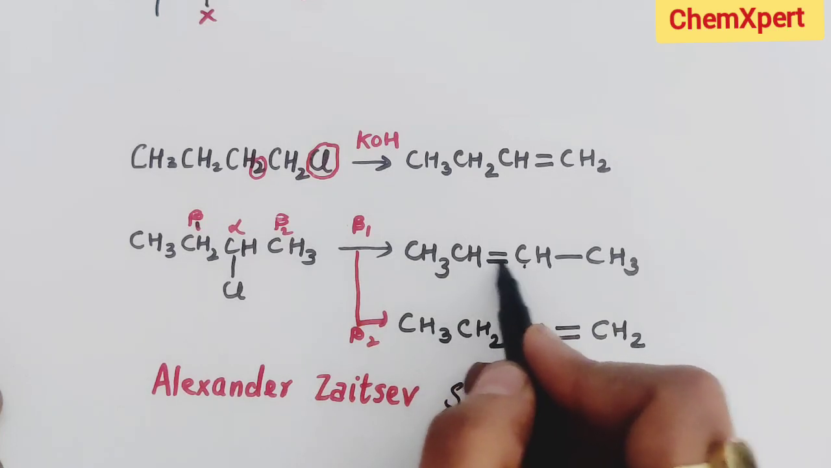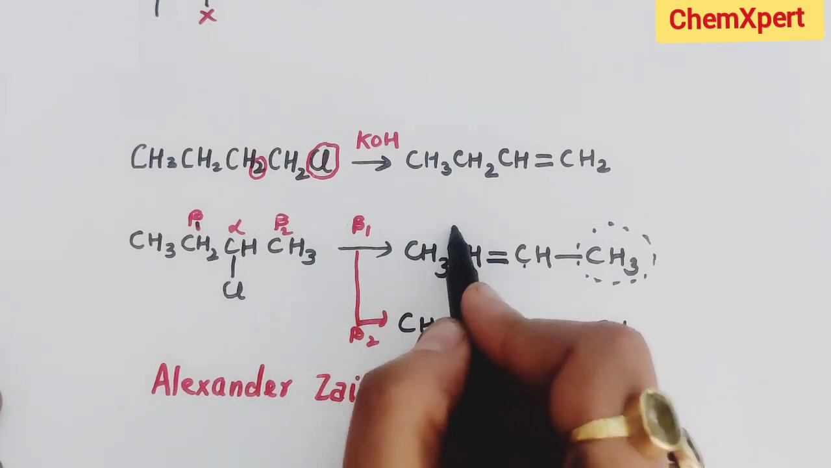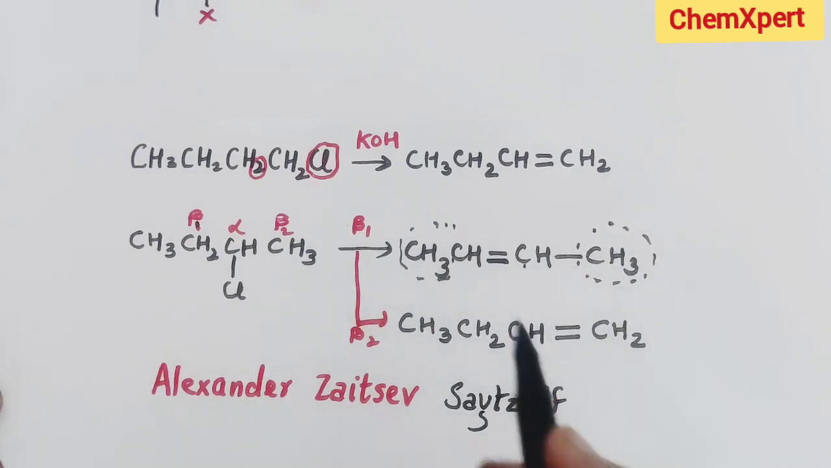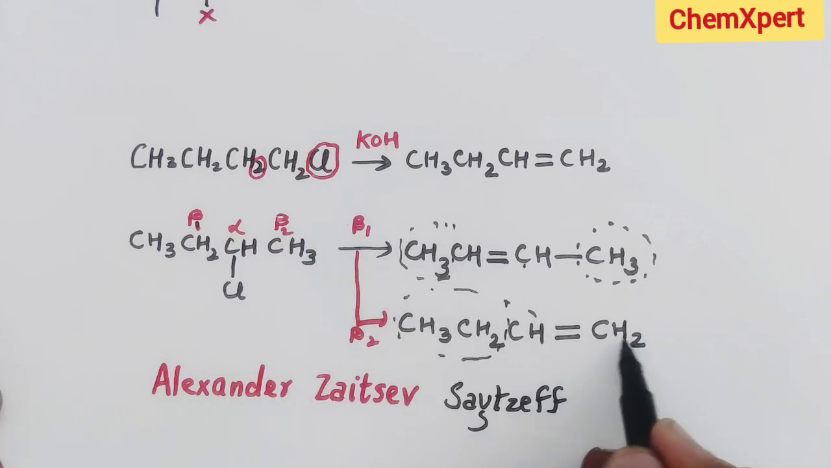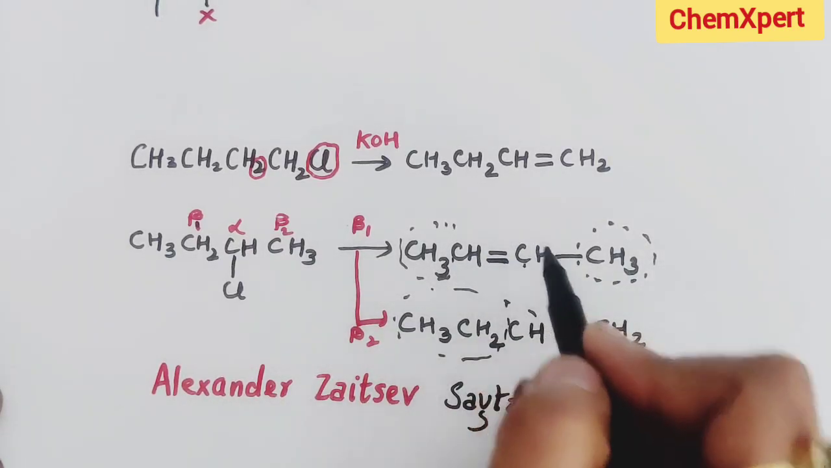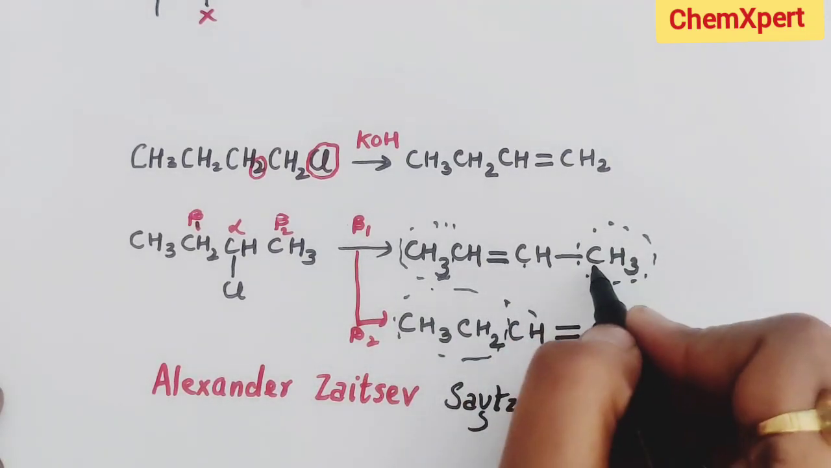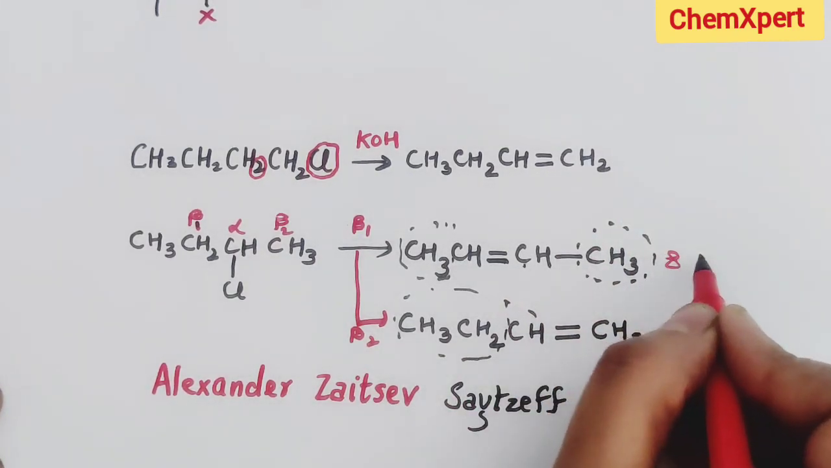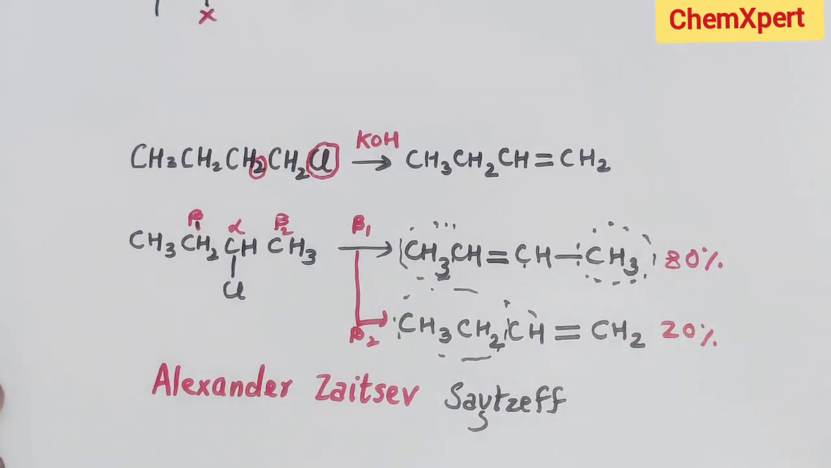Alkylation here: this is an alkene, this is an alkene. Around this double bond there are two alkyl groups present, one on this side and one towards the other side. Whereas in this case only one alkyl group is present on this carbon, and on the other only H is present. So in this case two alkyl groups are attached to the double bond carbons, while here only one alkyl group is attached. So this one is more alkylated, hence it will be formed in major amount. Just for example, it is 80% and this product will be 20%.